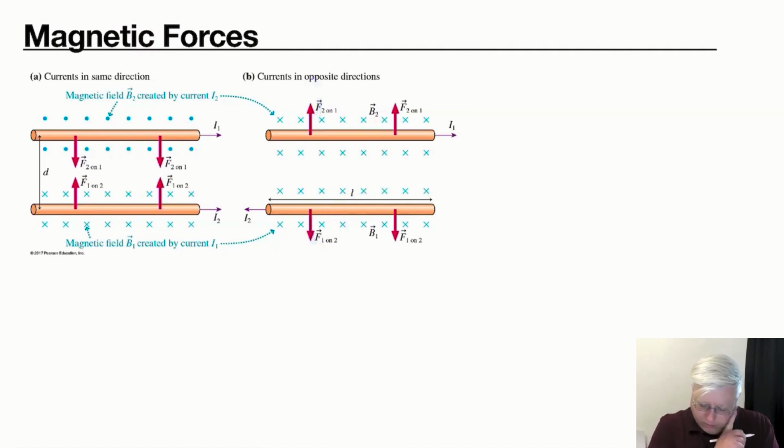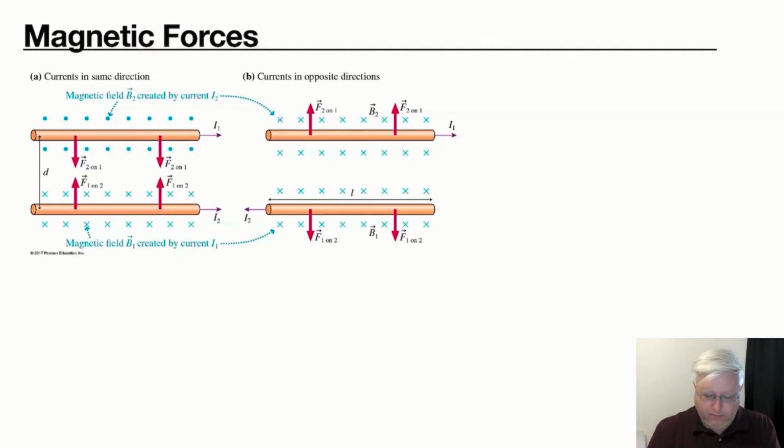And one thing I should point out, and it's in the notes here, is that the field B1 created by current 1 is this, and then B2 created by current 2 is this. I think this picture can be a little bit confusing. That's why I want to point this out, because we know that in a current carrying wire, the field of the wire is not into the page on both sides.